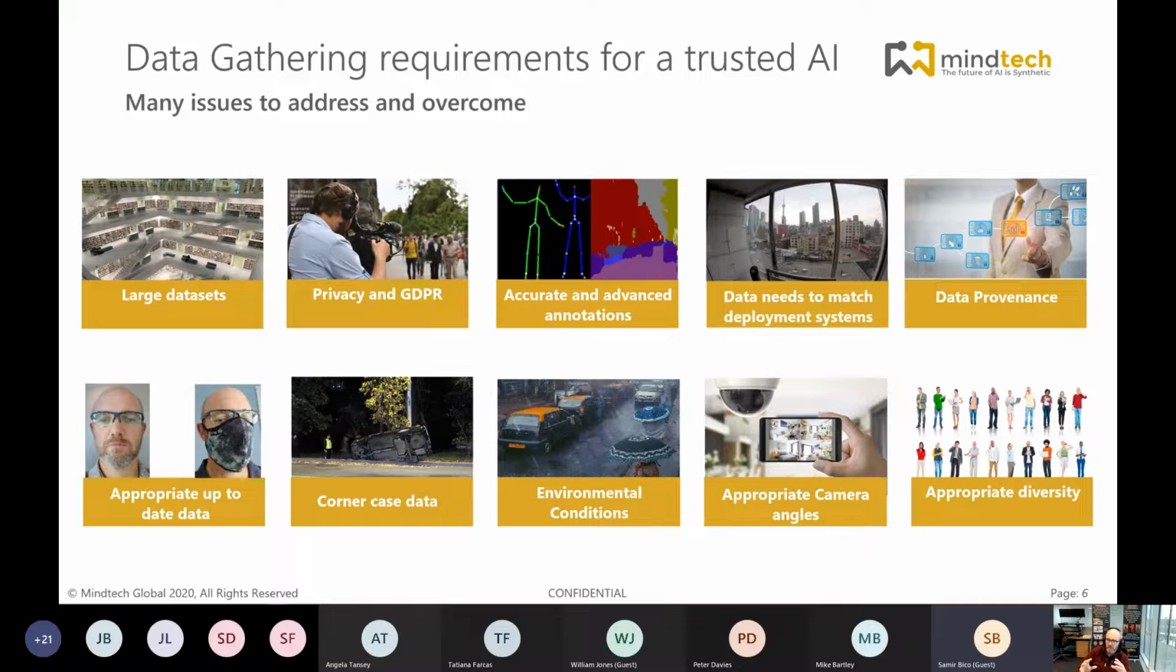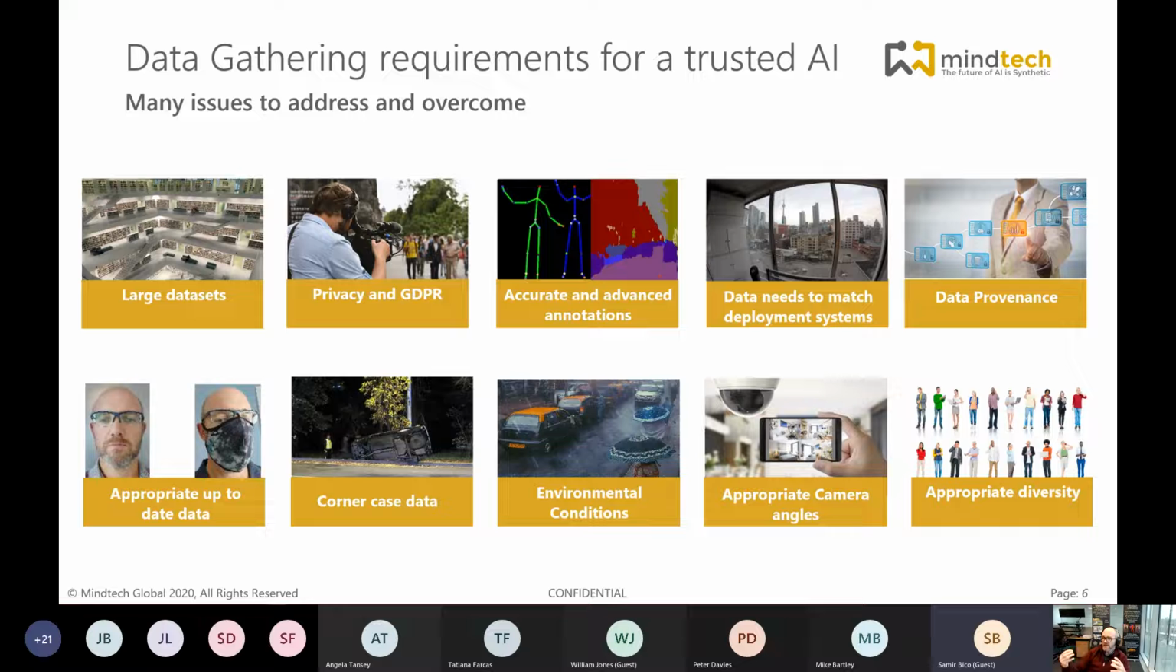I'll go into a few of these in a little bit more detail as we're gathering the data for a trusted AI system. We're going to have very large data sets, and this has already been touched on a couple of times: where do we store these large data sets to ensure security? Where do we obtain the large data sets from? GDPR is a massive issue. Using people's faces and visual imagery for training data sets has a lot of problems around it, if you're trying to use people's images without their explicit consent to use them for that purpose.